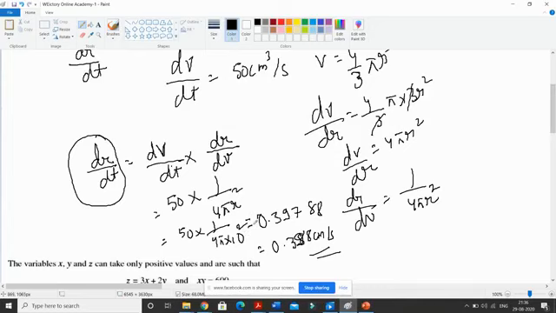Let's do it again. 50 divided by 4 multiply pi multiply 10 square. So the answer is 0.0397. So that's the answer, 0.0398 centimeter per second.